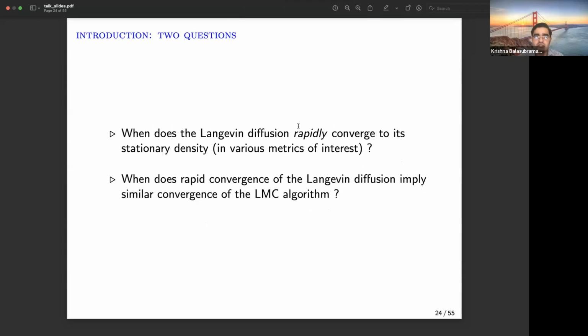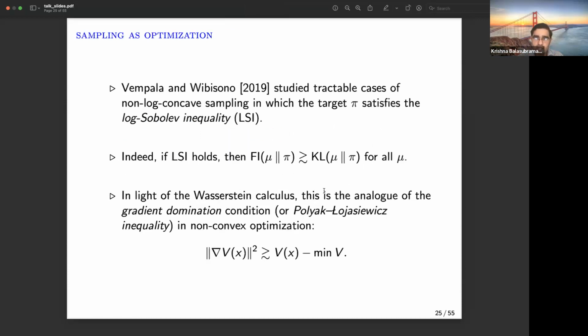The question of interest is whether the Langevin diffusion rapidly converges to the stationary density. The diffusion is a continuous time thing, and the Langevin Monte Carlo is the discrete time thing. So firstly, when does this happen, and when does convergence of the diffusion imply convergence of the practical algorithm itself? If you recall from the beginning of the talk, we introduced the log-Sobolev inequality. It says the Fisher information between two densities is greater than or equal to the KL divergence. If it holds for every density mu, then we say that pi satisfies LSI, or log-Sobolev.